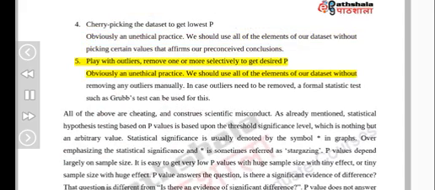Fifth, play with outliers. Remove one or more selectively to get the desired p. Obviously an unethical practice. We should use all of the elements of our dataset without removing any outliers manually. In case outliers need to be removed, a formal statistical test such as Grubbs' test can be used for this. All of the above are cheating and constitute scientific misconduct.